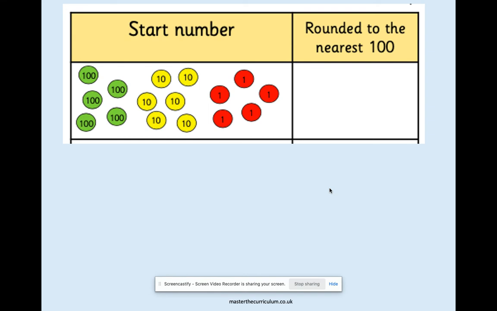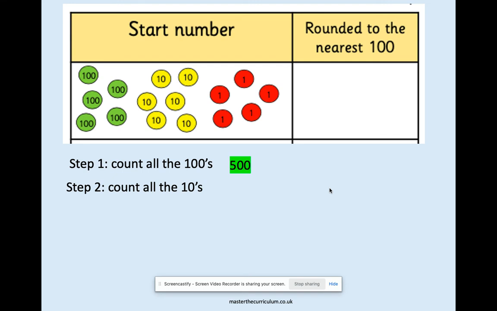Excellent. Another question that you might get today will be complete the table. Now, this is just a small bit of a table just to show you how I would do that. Now we're going to round to the nearest 100. Step 1, count all your hundreds. There are 500, so there are 5 hundreds equaling 500. Step 2, count all the tens.